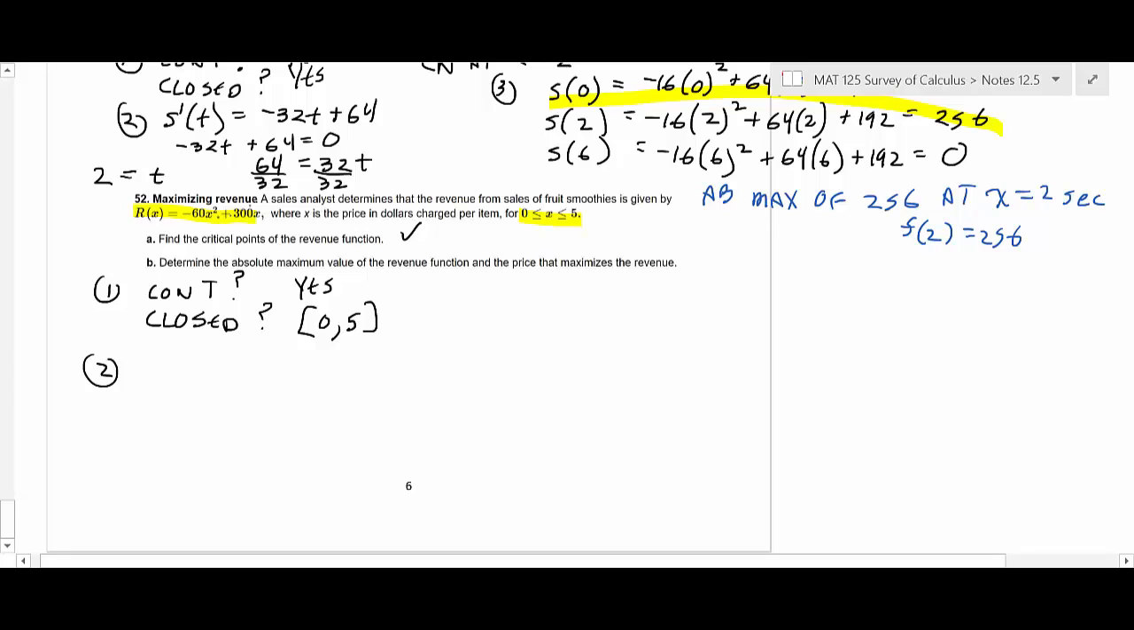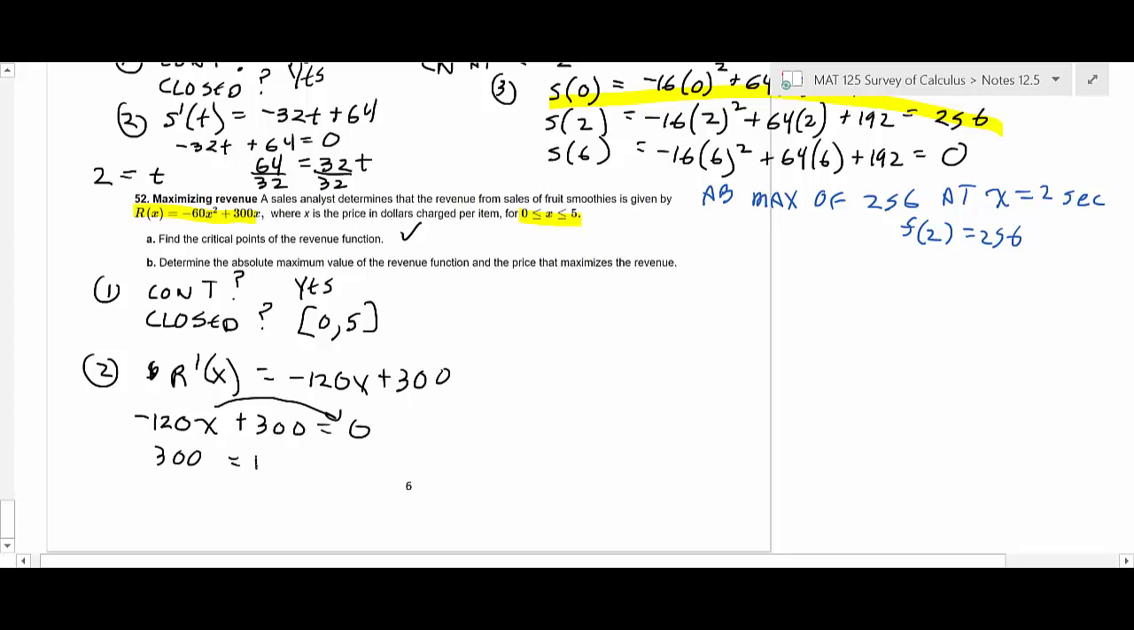So do your first derivative. That should be pretty simple. R prime of x, what's the derivative? That looks like negative 120x plus 300. Okay. Set it equal to 0. So that's negative 120x plus 300 equals 0. Solve that for x. You may get a decimal. I'm going to move the x to the other side. Doesn't matter what side you get x on. Okay, I can divide by 120.